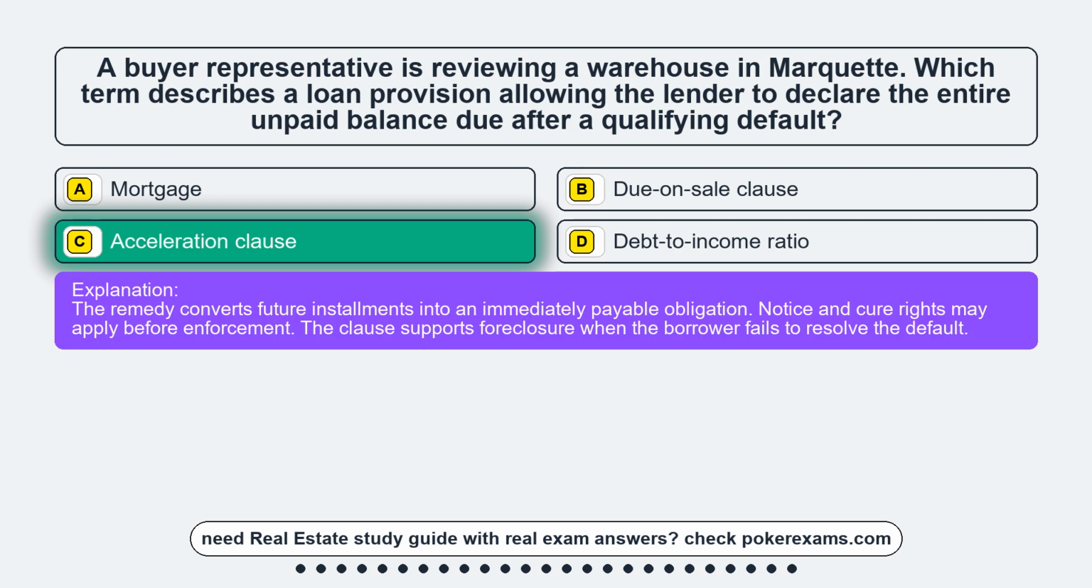The remedy converts future installments into an immediately payable obligation. Notice and cure rights may apply before enforcement. The clause supports foreclosure when the borrower fails to resolve the default.